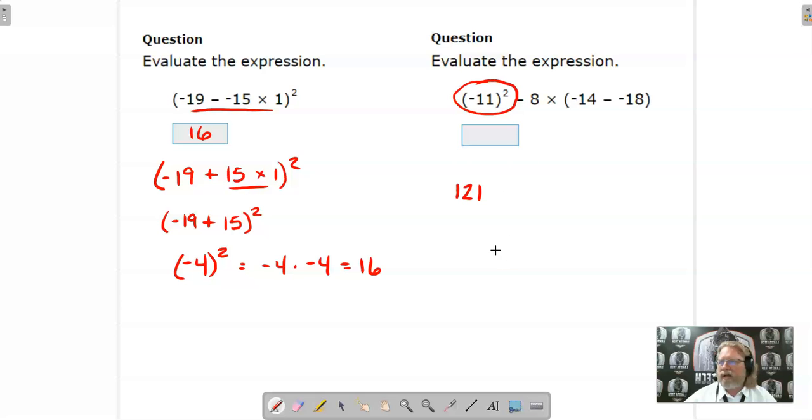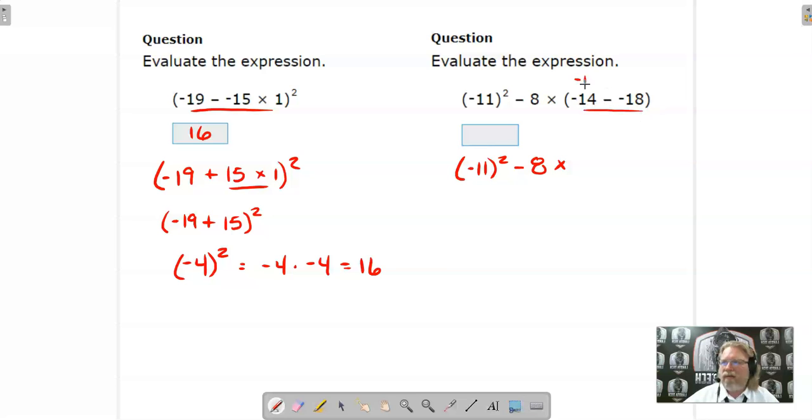And I should have taken care of exponents first, right? Let's go back. I want to do it properly. I could have taken a shortcut there. Let's go ahead and write my -11 squared. Getting in a hurry because I see the time on the video. I've been going long on this one. -8 times, and then I need to do what's in parentheses right here, right?